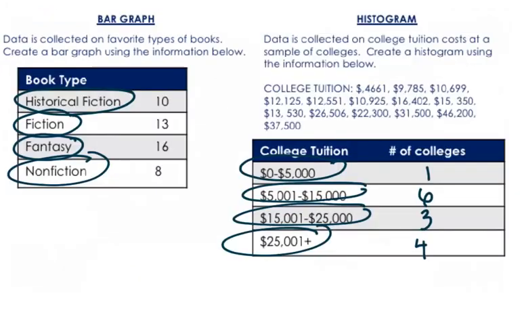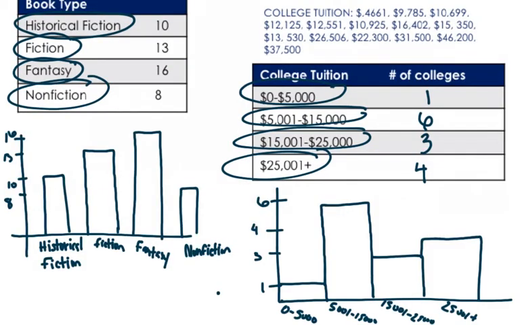Alright. So very quickly, I'm just going to make a bar graph and a histogram for both of these. You can try it as well if you want to, but you can look at what I'm talking about in just a minute. Okay, so you can see my really rough sketches. Notice in the bar graph, the bars don't touch. In the histogram, they do. Notice the x-axis is your categories. So on the bar graph, you have the different types of books. On the histogram, you have the different college tuition ranges. And on the y-axis, you have the frequency that they occur. So that's just a little review for you.